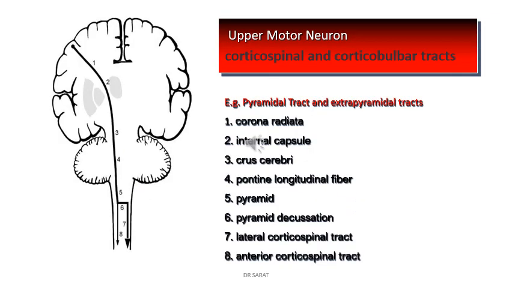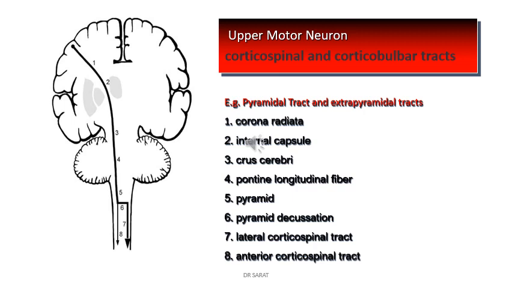So before going to the symptoms of upper motor neuron lesions and lower motor neuron lesions, I'll just give a basic idea of what is upper motor neuron and what is lower motor neuron. So upper motor neuron, it is almost most of the pyramidal tract. You can see the pyramidal fibers.